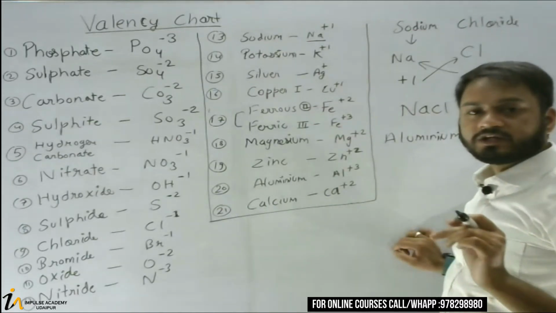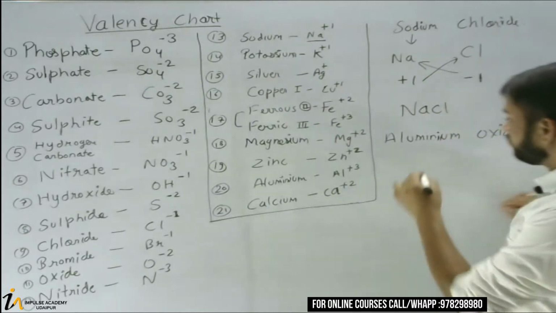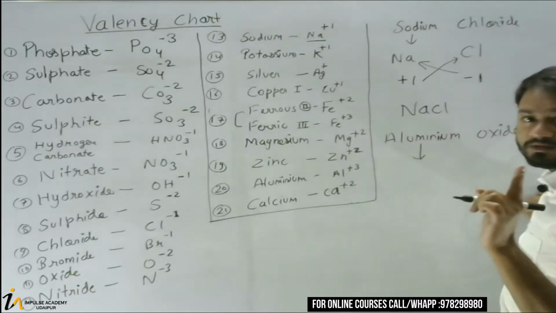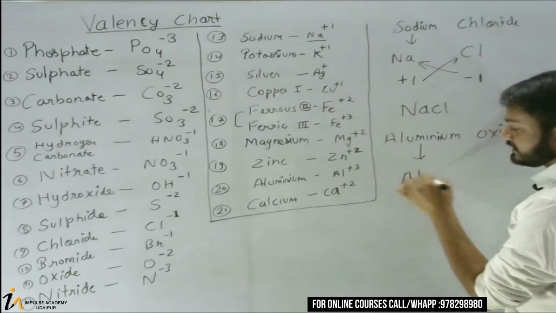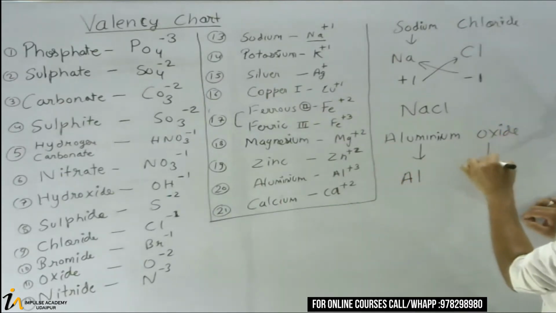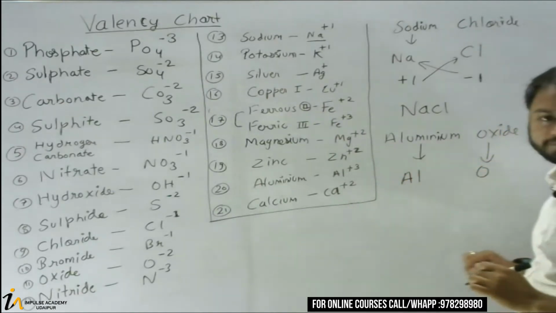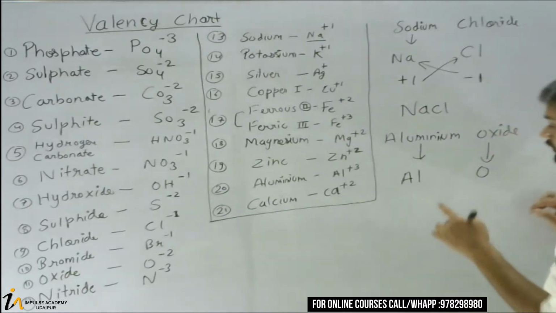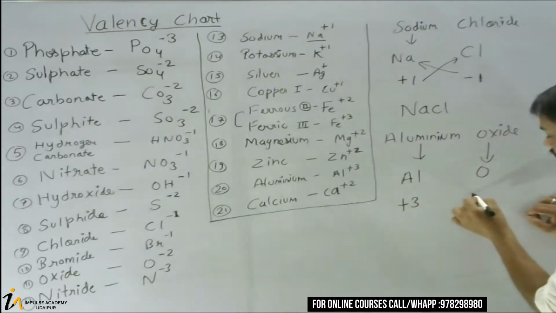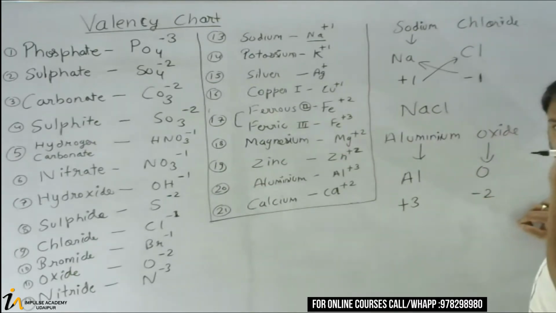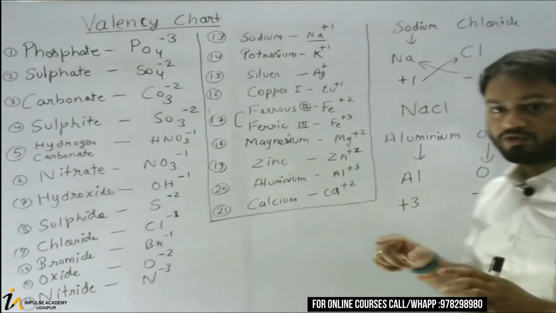Okay, aluminium has a charge of... first of all, we need to write the symbols, that is Al, and the symbol of oxide is O. Now in the aluminium we have charge +3 and in the oxide we have charge -2. Now what we'll do is we'll cross multiply.